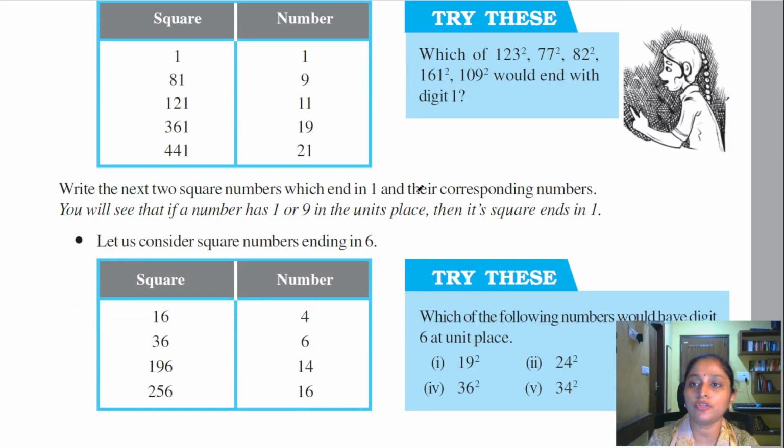Now here, which of these would end with the digit 1? Clearly this won't end with the digit 1. This won't end. In fact, we can quickly say this ends with digit 9. 3 square is 9, 7 square is again 49, so ends with 9. 2 square is 4, so ends with 4. This ends with 1 and this also ends with 1. All you need to do is look at the ones digit, find the square of that ones digit, and that is going to be the ones digit of this entire square, however big the number is, right?